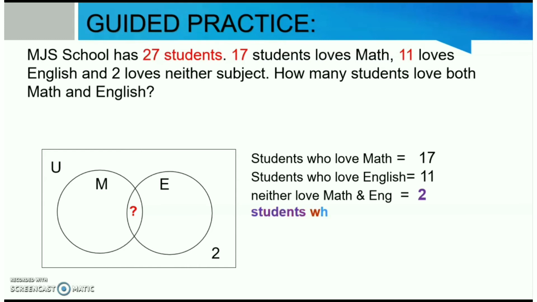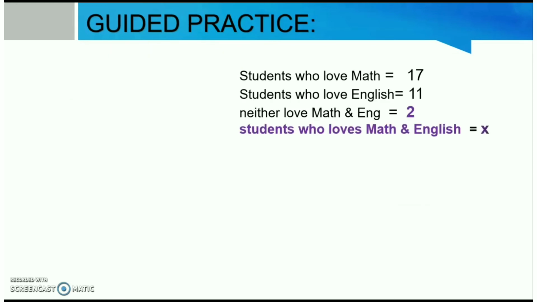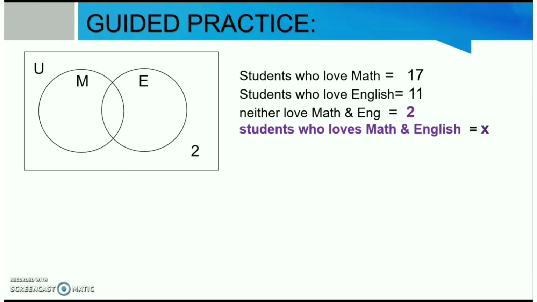Okay. Now, paano natin kukunin yung students na may gusto ng math and English? Okay, so, dahil di pa natin alam, i-assign muna natin yung students who love math and English as X. Okay? So, ilagay natin yung X dito sa intersection region nila.